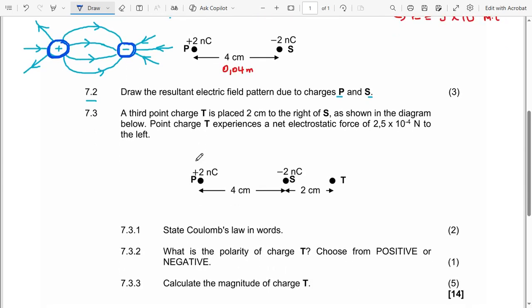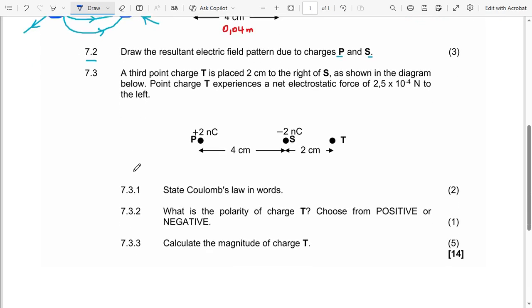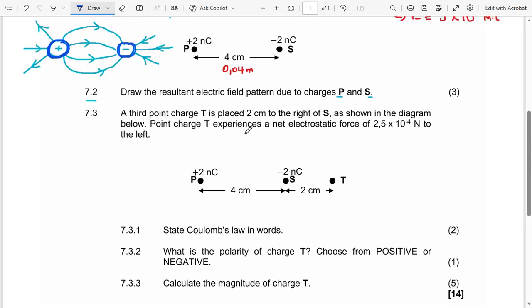So let's work on the last. Okay, this is not the last question. They said that a third point charge T is placed 2 centimeters to the right of S, as shown in the diagram below. Point charge T experiences a net electrostatic force of 2.5 times 10 to the power minus 4 newtons to the left. We can see the drawing, and then they want us to state Coulomb's law in words.